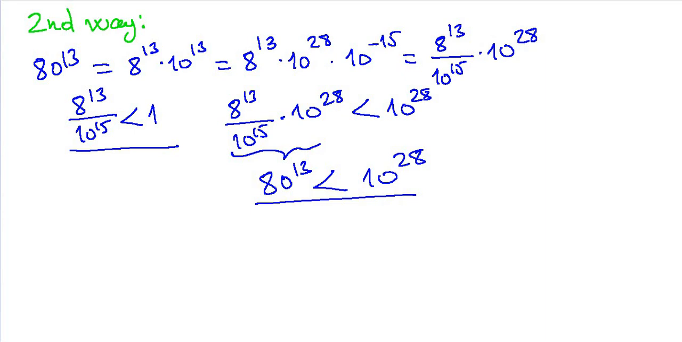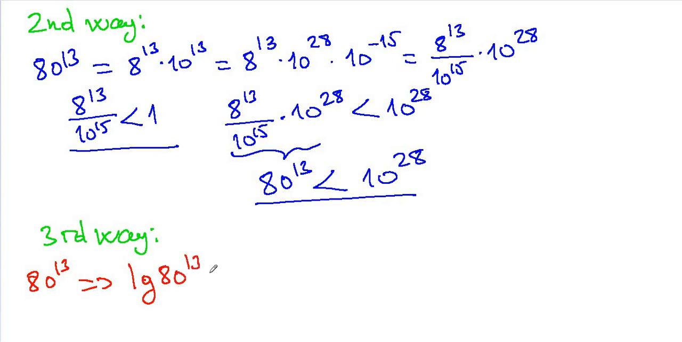So let me show the last way. So the third way is, let me take from both numbers the logarithm with base 10. So therefore I will get, from 80 to the power of 13, the logarithm of 80 to the power of 13 is equal to, by using the following formula, so we know that the logarithm of a to the power of k, to eliminate this k, I have to write as k times the logarithm of a.